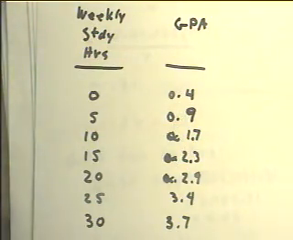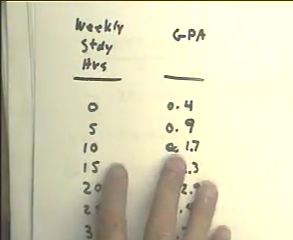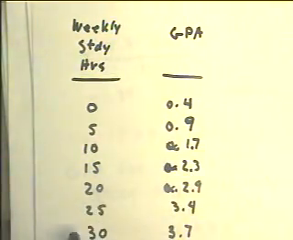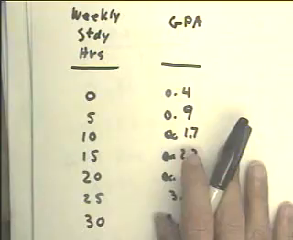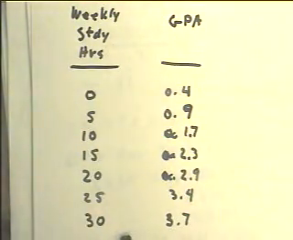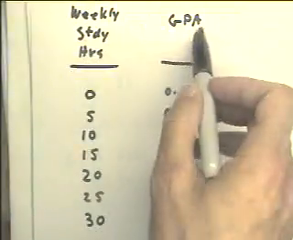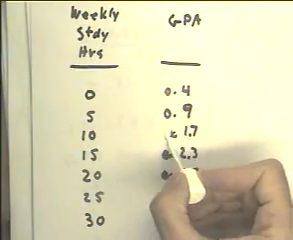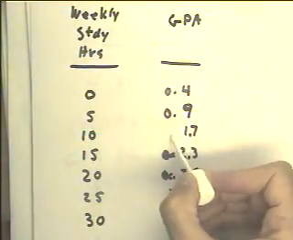Okay, we're going to move into something called regression analysis, correlation and regression. Let's say we have the following data. We have the weekly number of hours a student studies outside of class, and we have GPA. And let's say that we've done a study of a large number of students, and we find that GPAs tend to be very closely correlated with the hours of study.